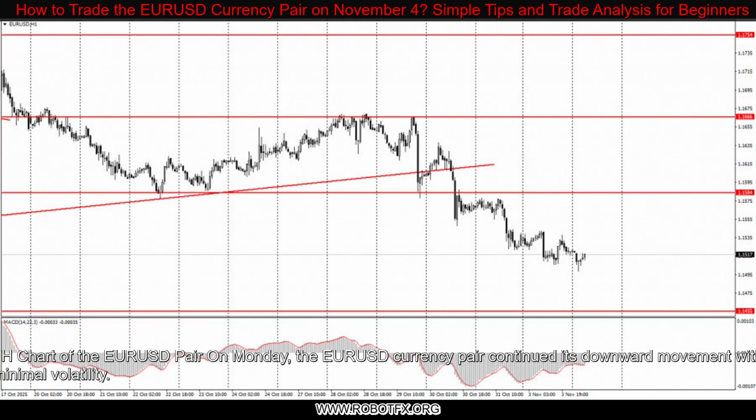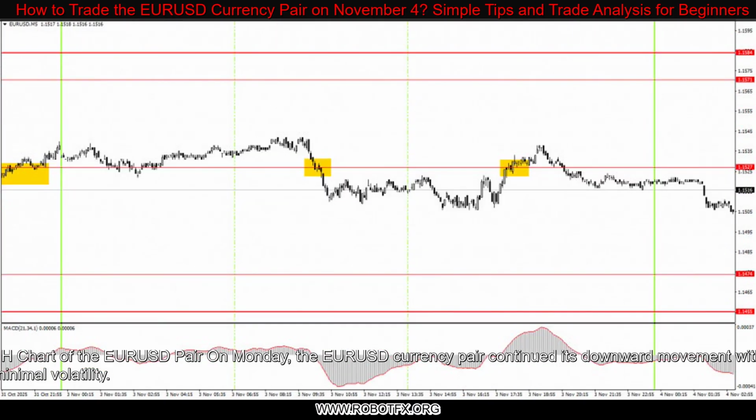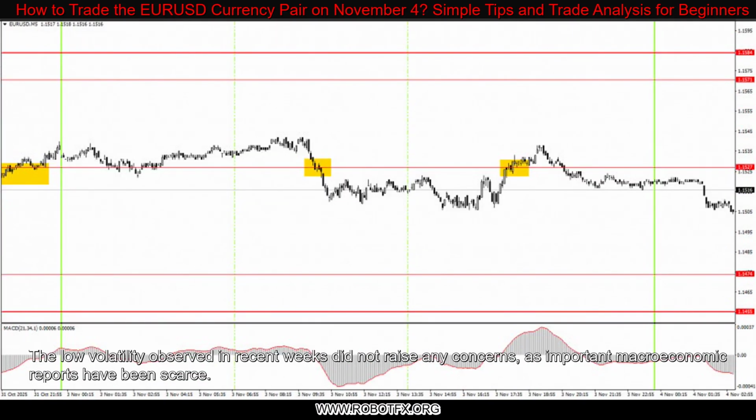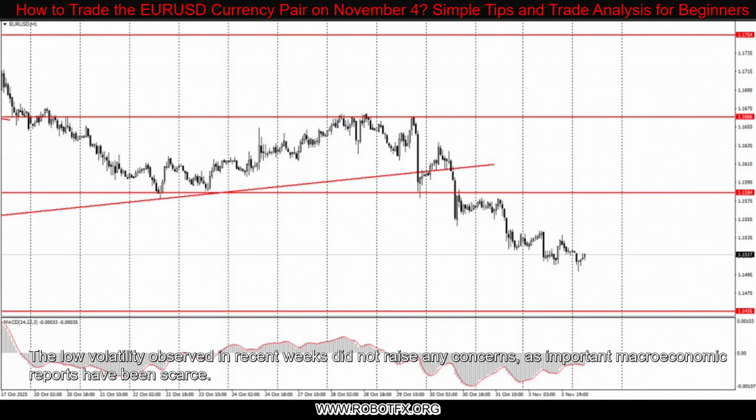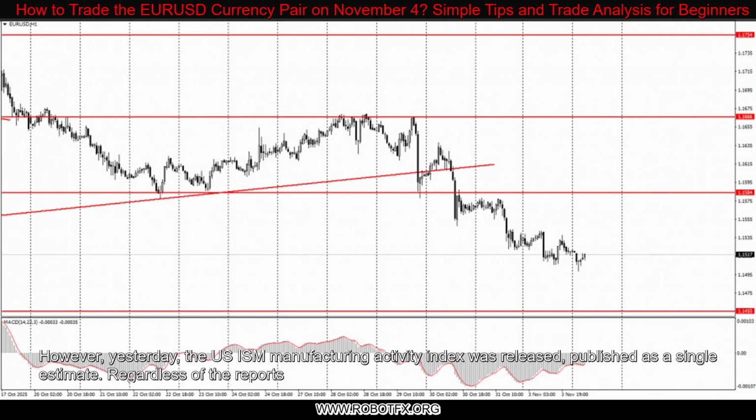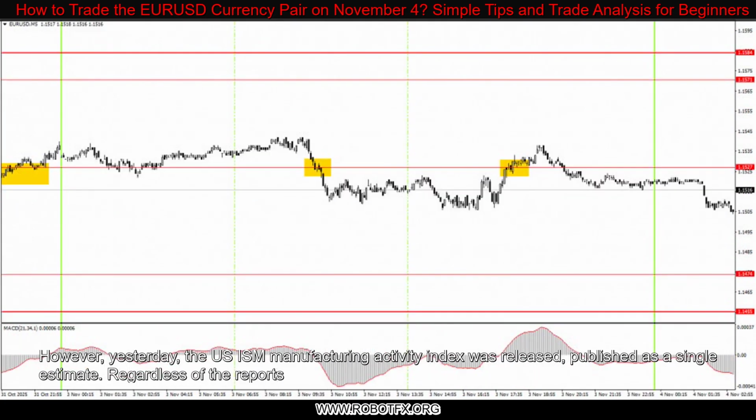1H chart of the US pair on Monday. The US currency pair continued its downward movement with minimal volatility. A low volatility observed in recent weeks did not raise any concerns, as important macroeconomic reports have been scarce. However, yesterday, the US ISM Manufacturing Activity Index was released, published as a single estimate.